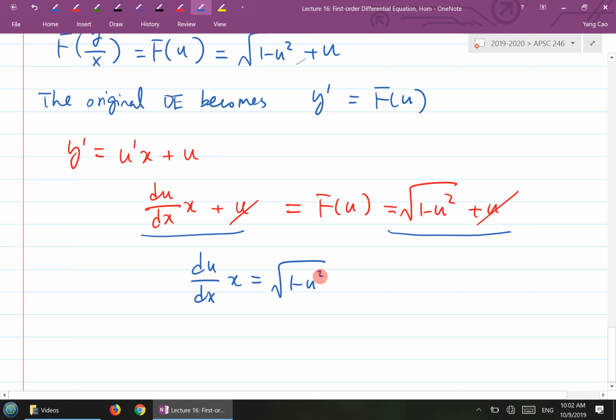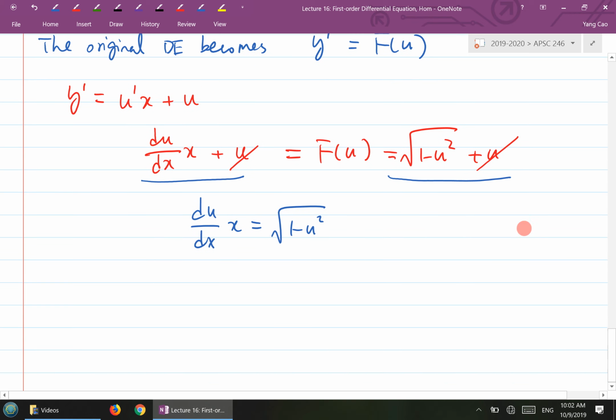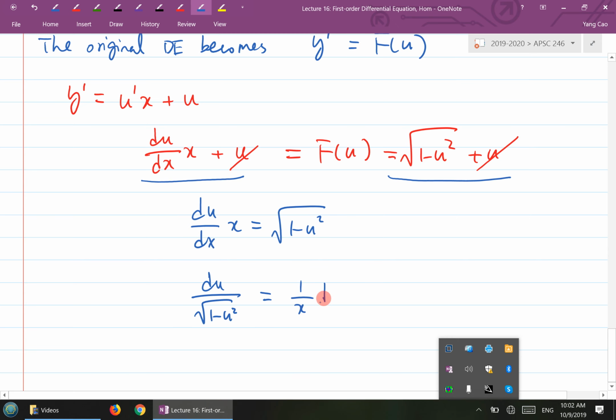So can anybody tell me from here what technique can you use to solve this differential equation? Separable equation, right? So you can separate the variables. Okay? So you can use du over root 1 minus u squared and move dx over x to the other side. And you get this one here, separating variables. Then integrate both sides of the equation.